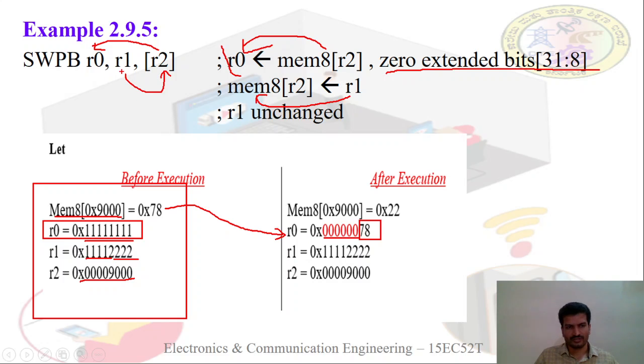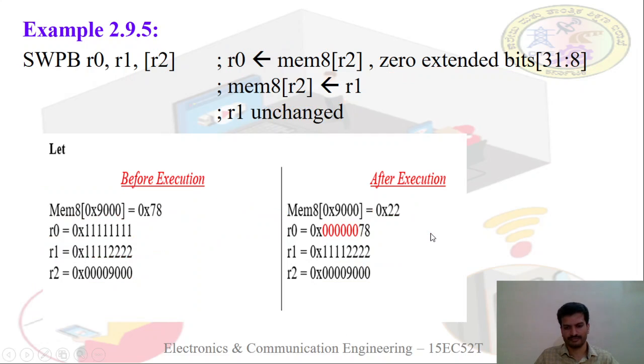Next, from the R1 register to memory, but only 8-bit data, the lower 8-bit data 42, will move to the 9000 location. R1 is unchanged, R2 also unchanged. So here only a byte is swapped, whereas in SWP, 32-bit data is swapped; here, 8-bit data.